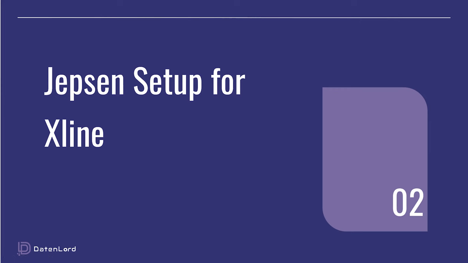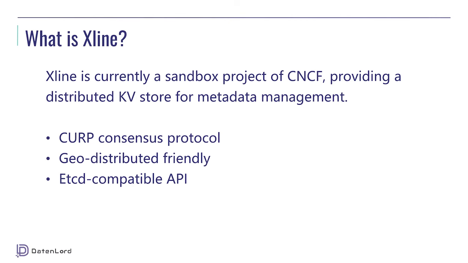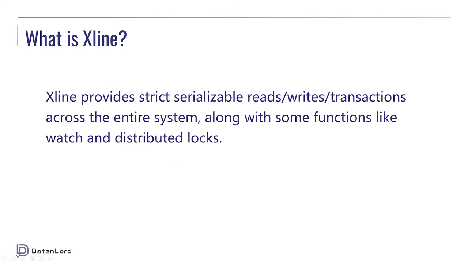Now, let's move on to the setup of Jepsen for Xline. Before we do, let me provide you with some background information about Xline. Currently, Xline is a sandbox project of the Cloud Native Computing Foundation, providing KV storage for metadata management. Xline uses the Curp consensus protocol, which is geo-distributed friendly. It also offers an etcd-compatible API. Similar to etcd, Xline provides strict serializable reads, writes, and transactions across the entire system, along with functions like watch and distributed logs.